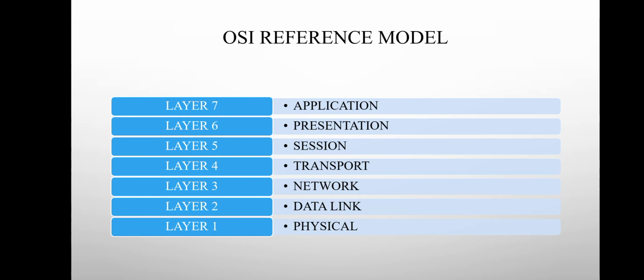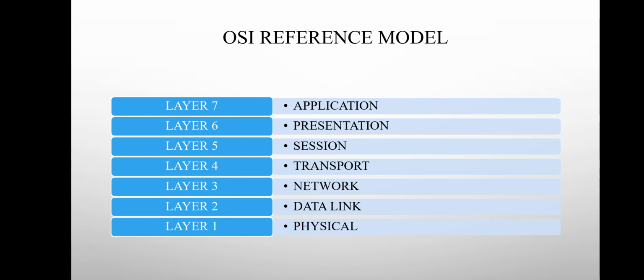First, in the OSI reference model there are 7 different layers. Layer 1 is physical, layer 2 is data link layer, layer 3 is network layer, layer 4 is transport layer, layer 5 is session layer, layer 6 is presentation, layer 7 is application. Now we will discuss these layers in brief.